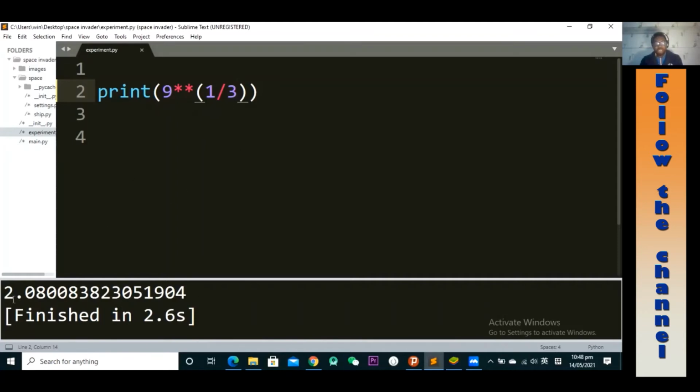So why are we getting a float as a result? We're getting a float because we are performing an operation with a float. Any operation that you perform with a float number, the answer is always going to be a float.